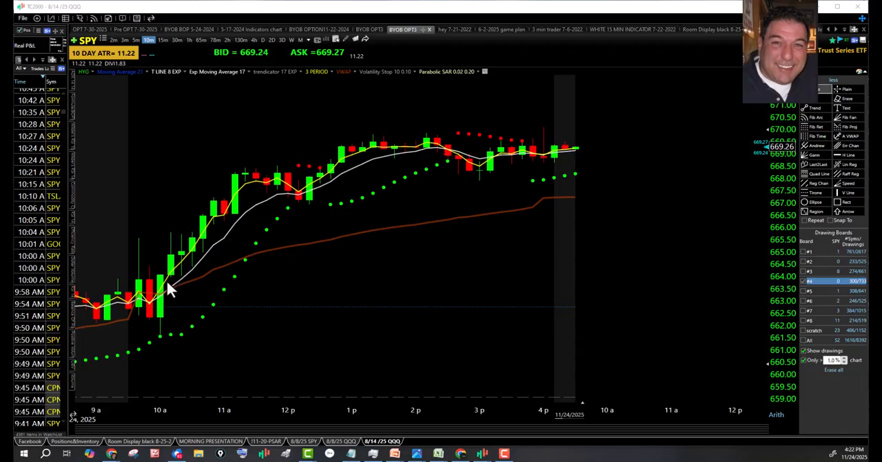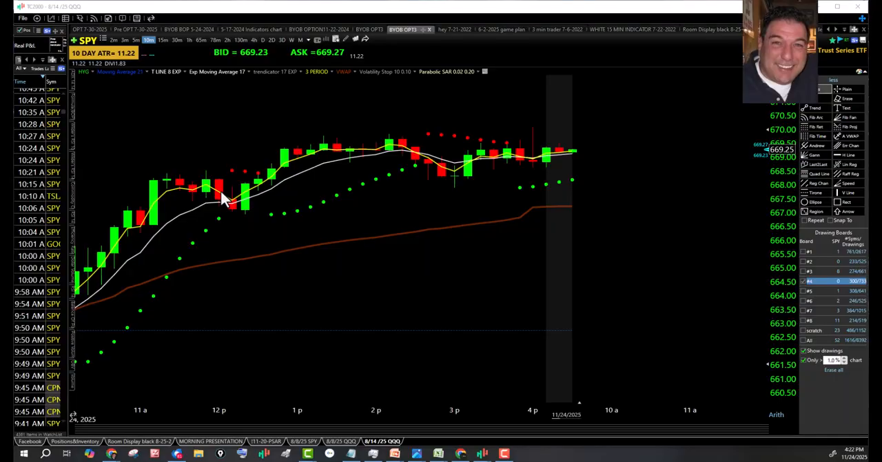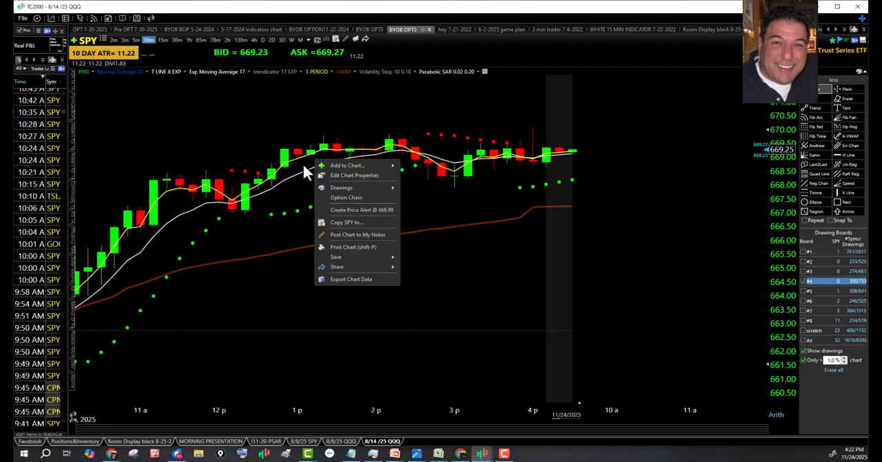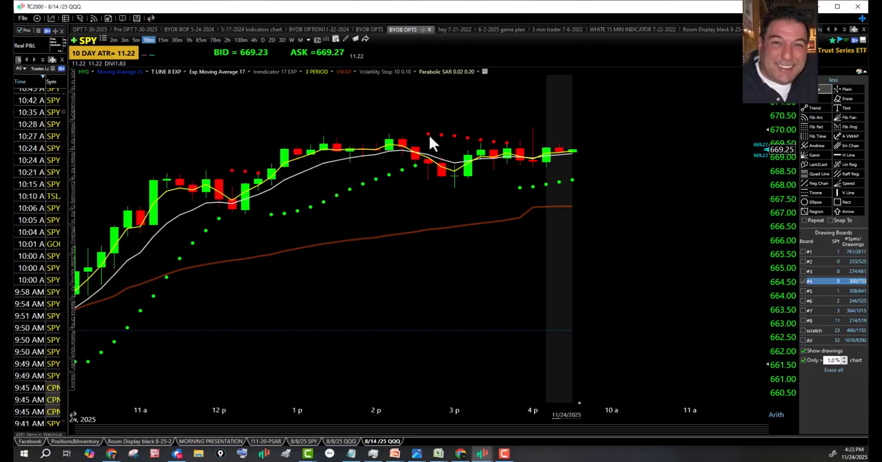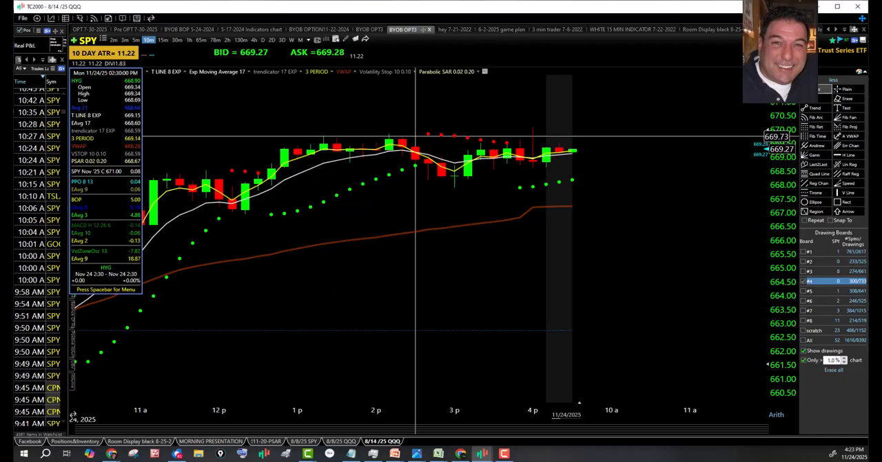So this is a 10-minute uptrend. Now you see price. The 3 EMA never crosses the 8 right there. It comes close, but it never crosses the 8. And the 10-minute uptrend resumes all the way up here to, I think, about 669.50, 669.70.